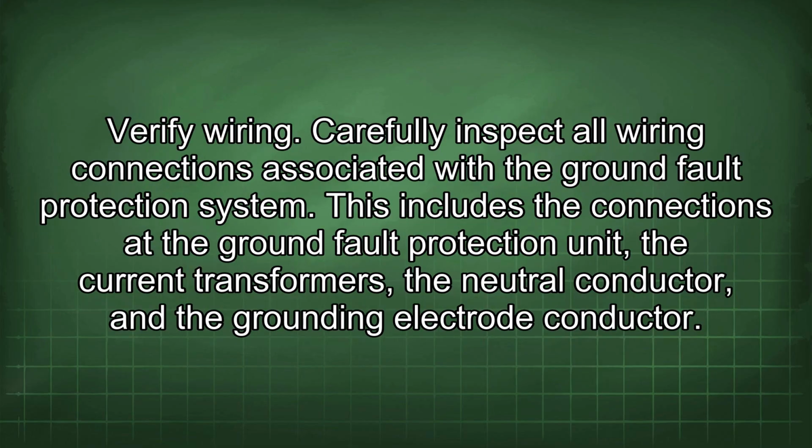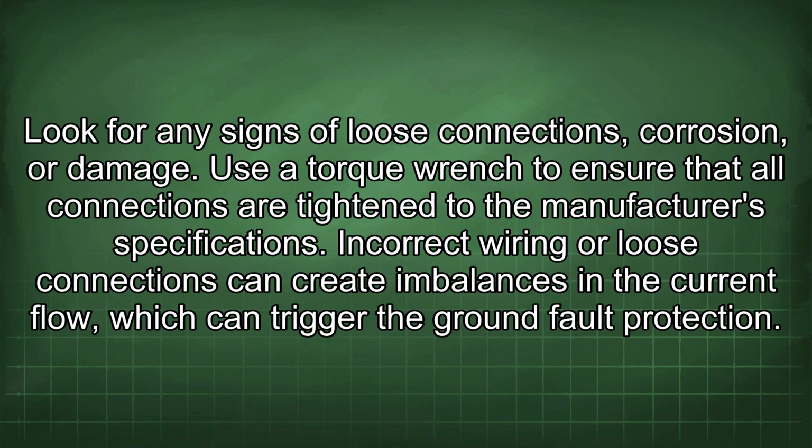Verify wiring. Carefully inspect all wiring connections associated with the ground fault protection system. This includes the connections at the ground fault protection unit, the current transformers, the neutral conductor, and the grounding electrode conductor. Look for any signs of loose connections, corrosion, or damage. Use a torque wrench to ensure that all connections are tightened to the manufacturer's specifications. Incorrect wiring or loose connections can create imbalances in the current flow, which can trigger the ground fault protection.